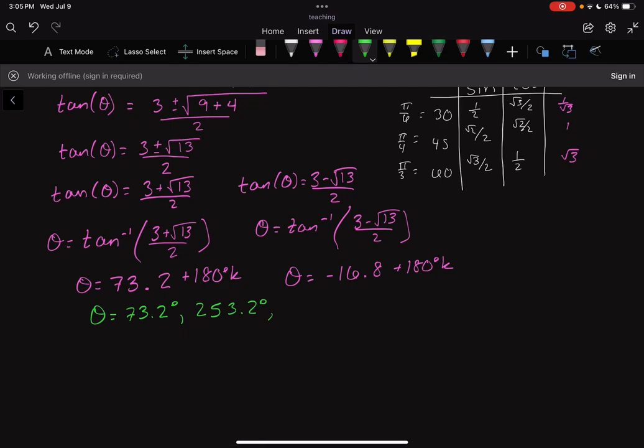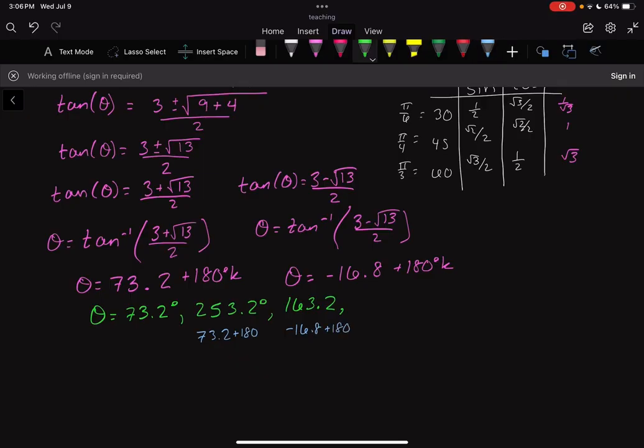For my second one, negative 16.8 is not going to work because it's negative. It's smaller than 0, so that one's not going to work. If I add 180, I get 163.2. That one will work. Let me put a note here of what these are. So this one is 73.2 plus 180. This one is negative 16.8 plus 180.